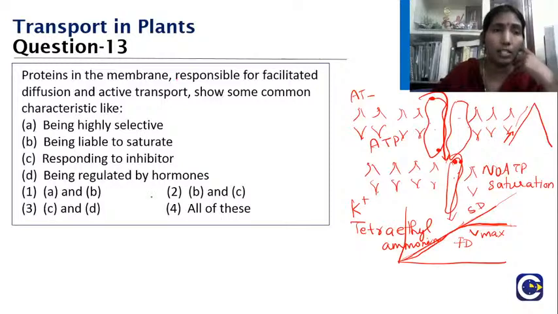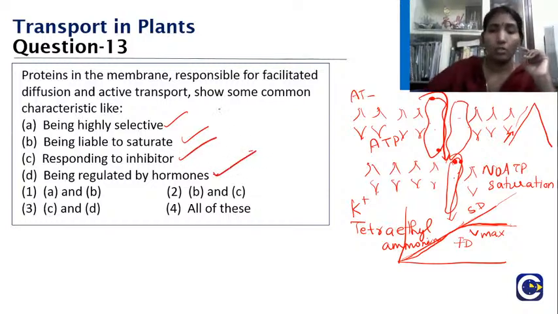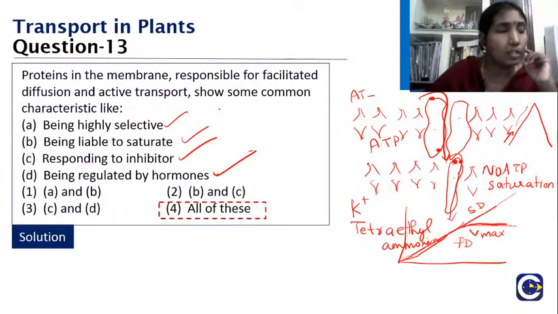So when you look at all these things, being highly selective, yes, they are selective. They are very much selective for the carrier. Only those specific carriers can come and sit into that chair where they make the conformational change. They are liable to saturate, they respond to the inhibitor, and they are regulated by the hormones also. So when you take all these, all of these is the answer. Excellent, Tirisha, Akshaya and Balamurugan, you have given the right answer.